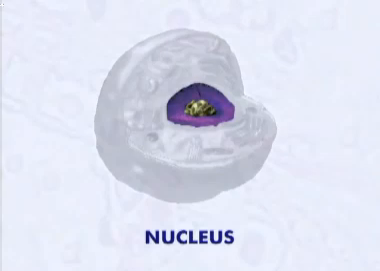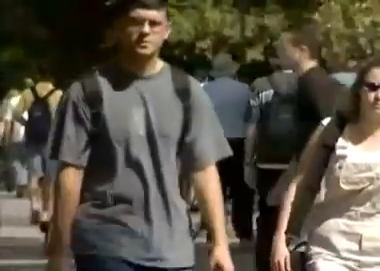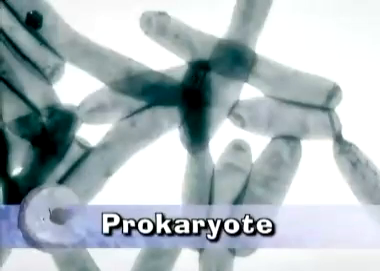When you look at a cell through a microscope, the first part you may see, mainly because it's the largest part, is the nucleus. A cell that has a nucleus is a eukaryote. Most multicellular organisms, like humans, are eukaryotic. Cells that don't have a nucleus are called prokaryotes. Bacteria fall into this category.